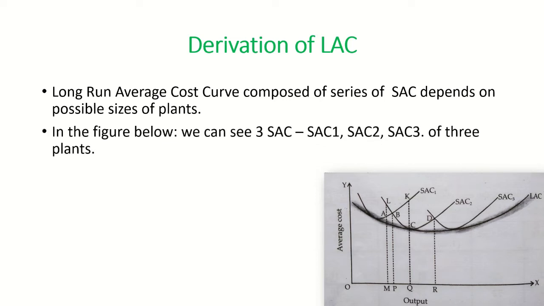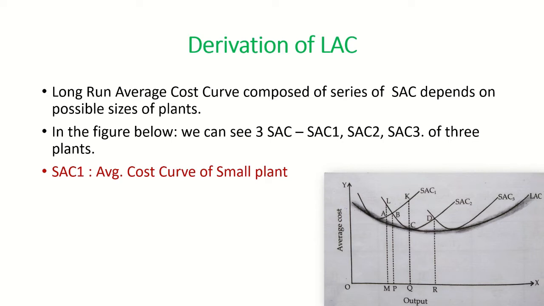In the figure below, we can see three short-run average cost curves. The first one, SAC1, is the short-run average cost curve of the first plant, SAC2 is the short-run average cost curve of the second plant, and SAC3 is the short-run average cost curve of the third plant.